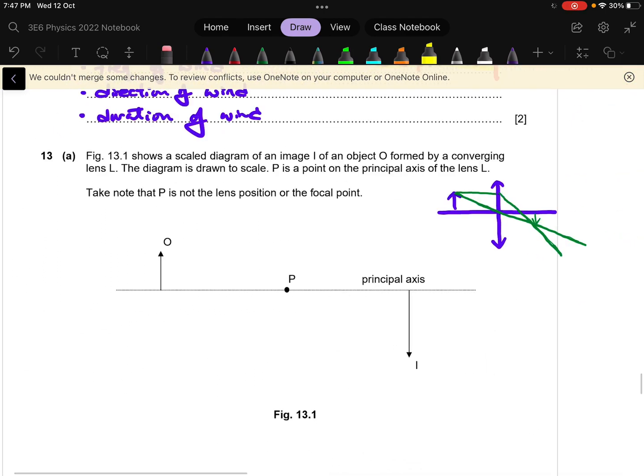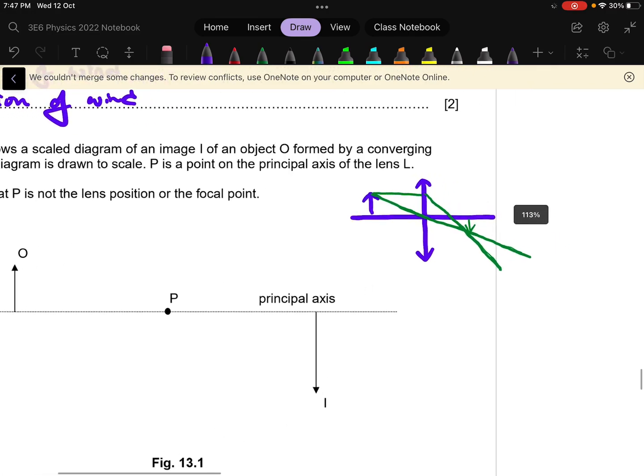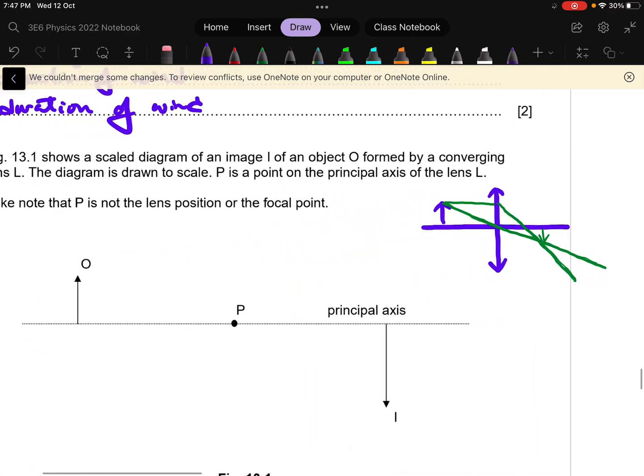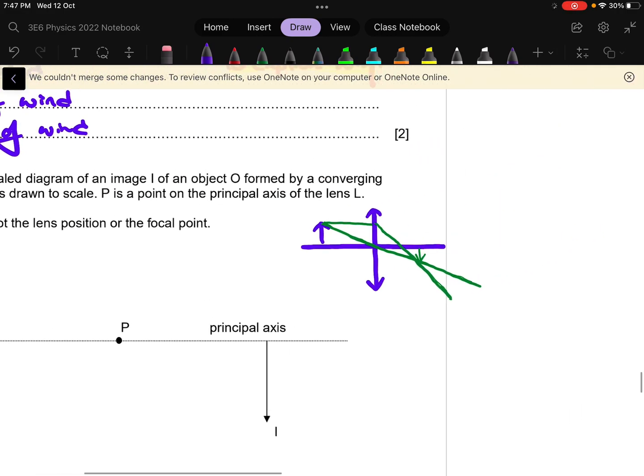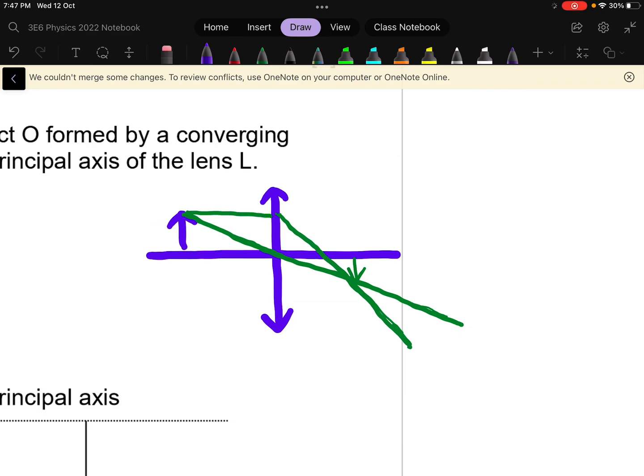Okay, for 13 part A, we are giving you a very simple ray diagram. In case you are not from my class, the way I teach my class is that if you are asked to sketch a ray diagram and you are not very confident, you can quickly sketch out a standard ray diagram model. A standard ray diagram model basically looks something like that. You can just anyhow sketch.